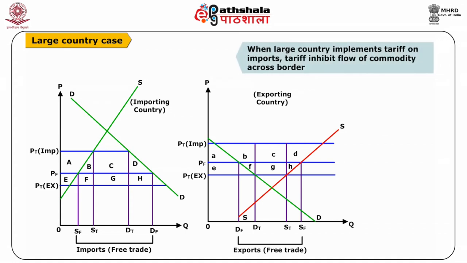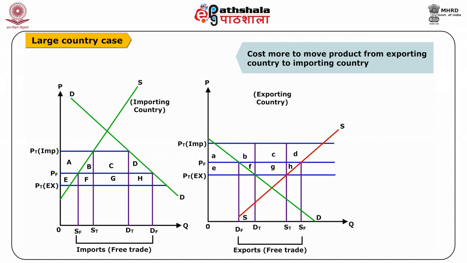When a large country implements a tariff on its imports, the tariff will inhibit the flow of commodity across the border. It will now cost more to move the product from the exporting country to the importing country. As a result, supply of the commodity to the importing country will fall due to the increase in price. Due to reduced supply of product to the large importer, the price in the exporting nation will fall. So this lower price will reduce the supply of the exporting country.